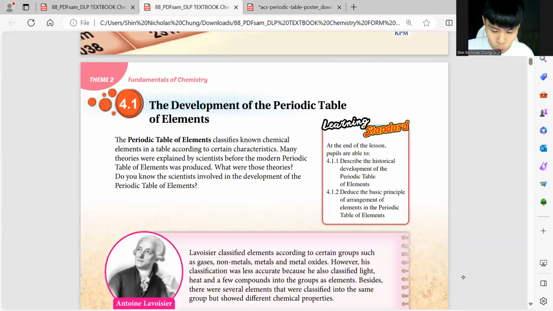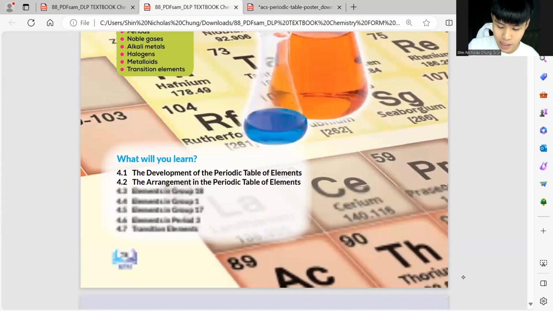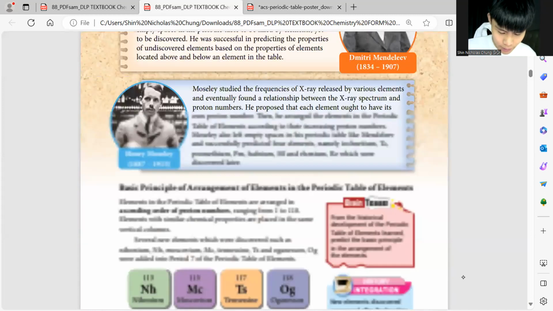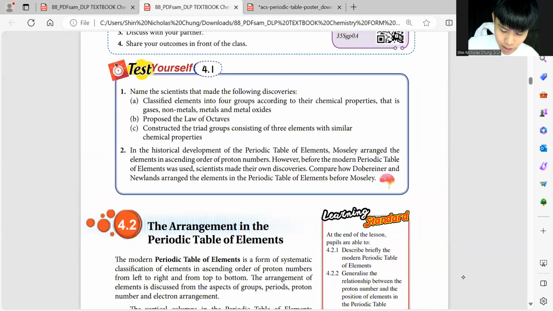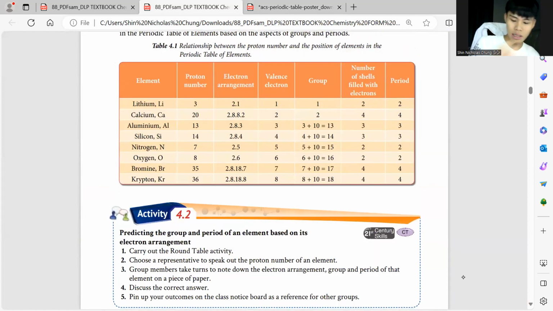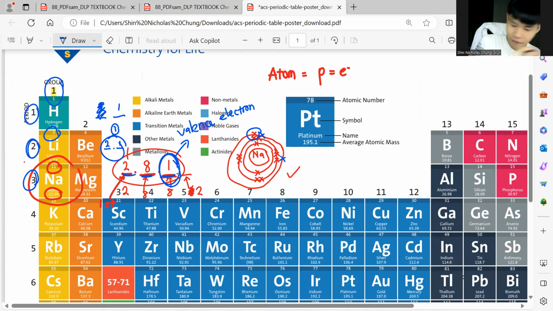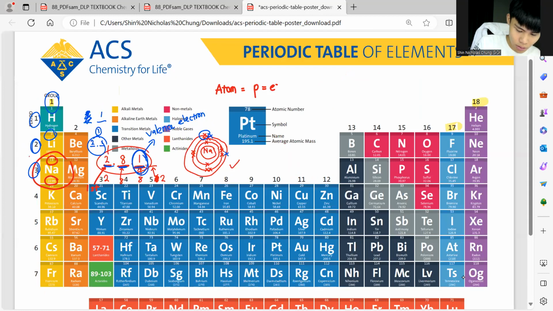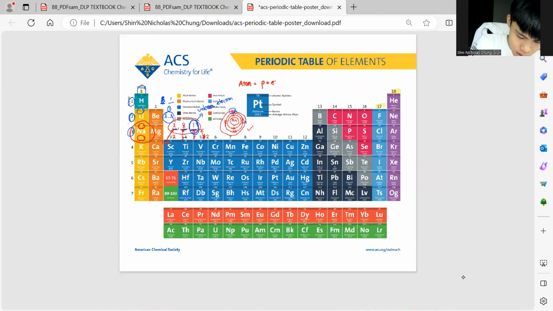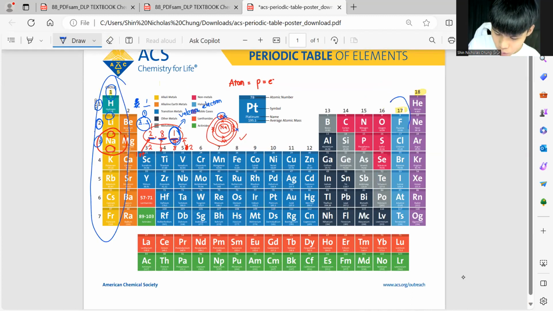Next, we start to study the groups. Okay, so group one is actually the alkali metals, which is at group one, the most left-hand side here. Okay, if you can see, this is my group one. Okay, and this is my group 17, and this is my group 18.